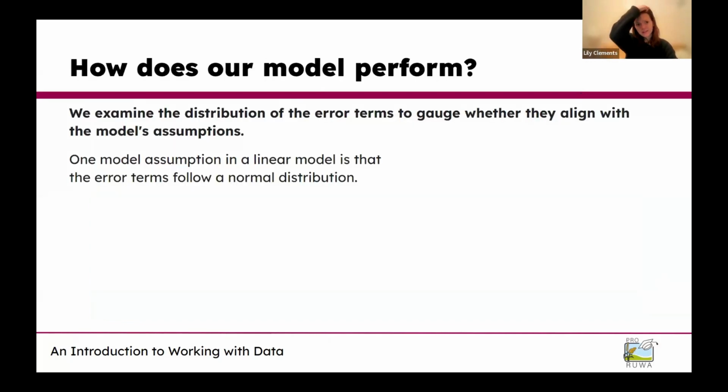And so how does the model perform? Well, we examine the distribution of the error terms to gauge whether they align with the model assumptions. One model assumption in a linear model is that the error terms follow a normal distribution. This is covered in the previous topic, back in topic 9.